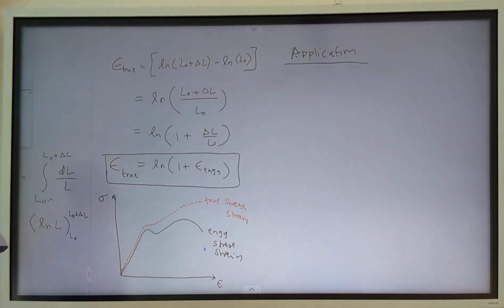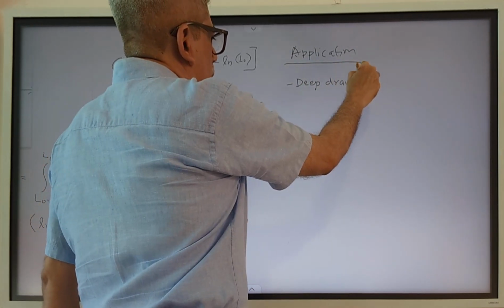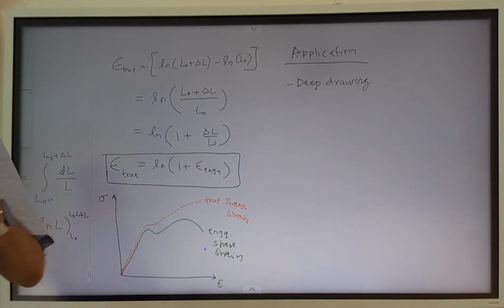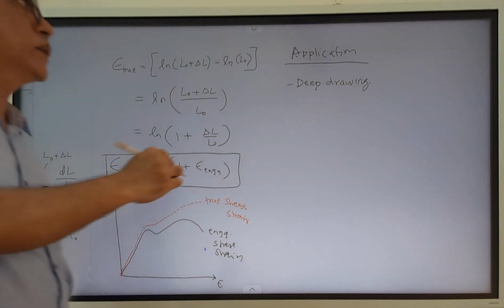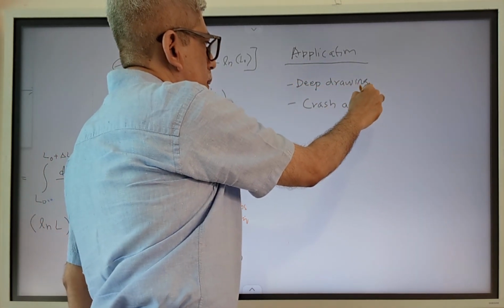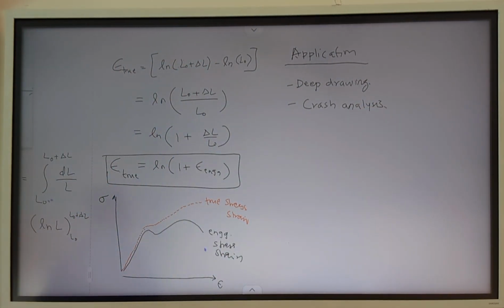Can anybody think of any application where you are having very large strains? Deep drawing. Deep drawing. So that is right. So manufacturing processes, so deep drawing. If you are analyzing a deep drawing operation, you want to simulate a deep drawing operation, you have to use the true stress strain curve. Another common application is the crash analysis, where some body is impacting and there is a large plastic deformation. Again, you will have to use the true stress strain properties.